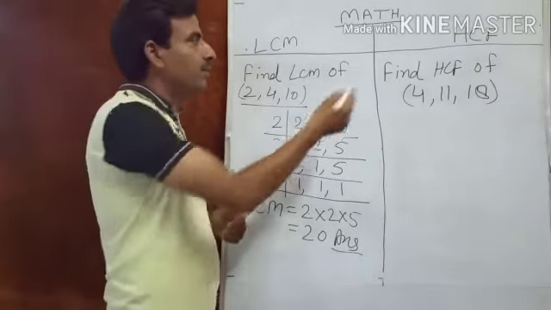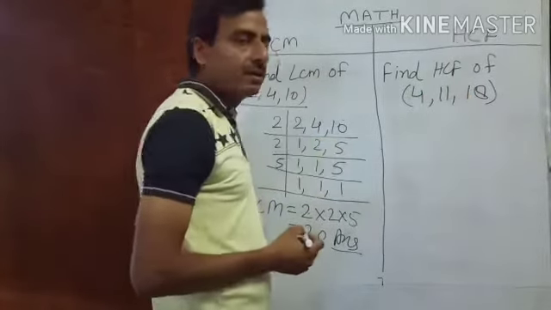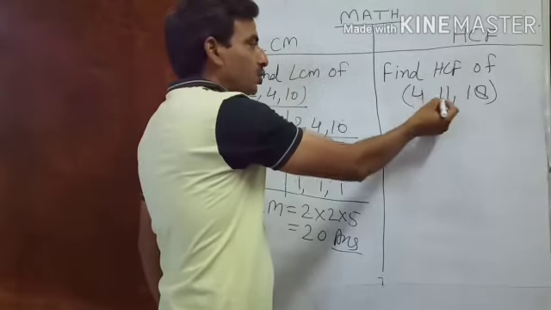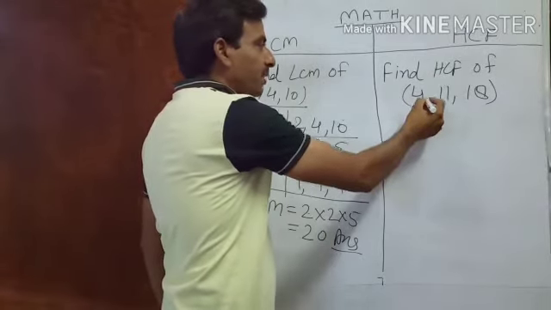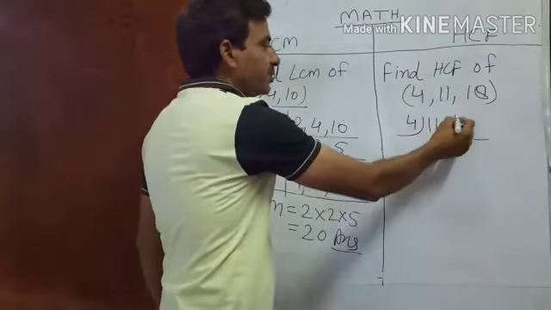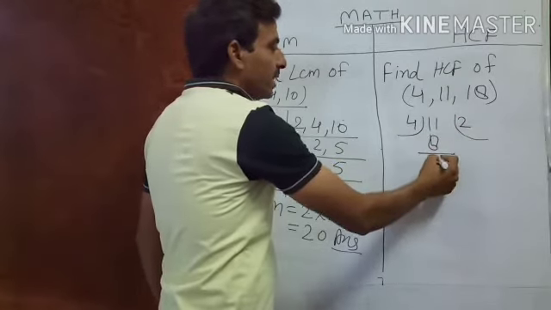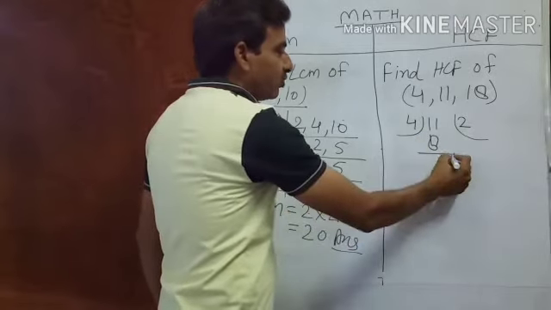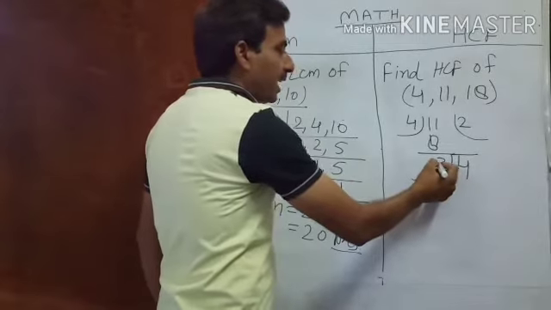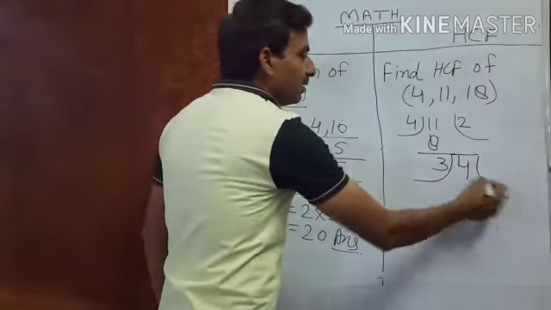Next example of SCF. Find SCF of 4, 11 and 18. I have told you we have to divide by the smallest number first, into the greater number. 4 is the smallest over here. We divide 11 by 4. How many times? 4 2s are 8. Then 3 is the remainder. Then we divide the divisor 4 by the remainder. The remainder will divide the divisor again.